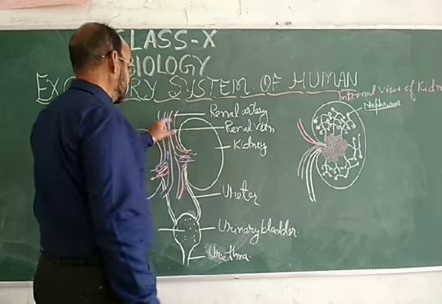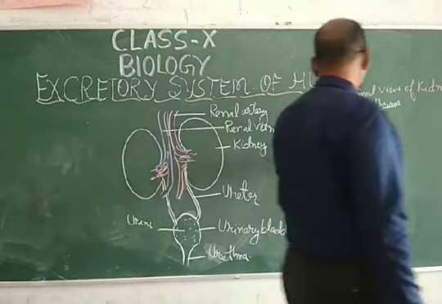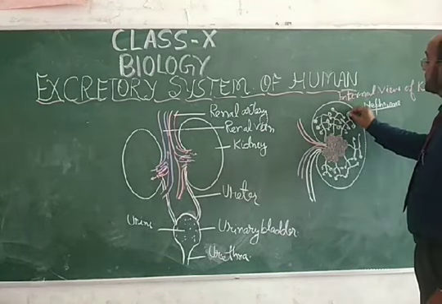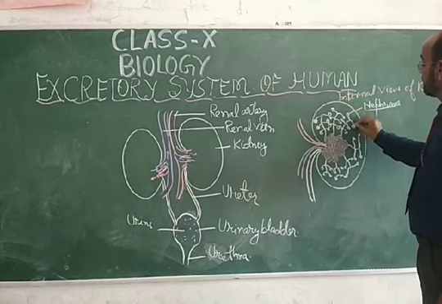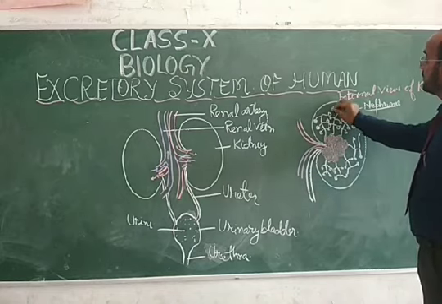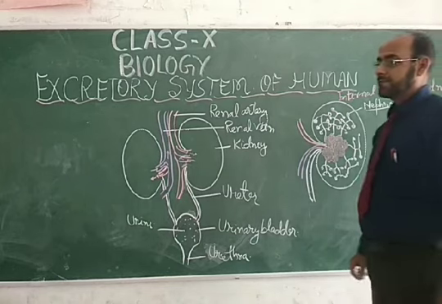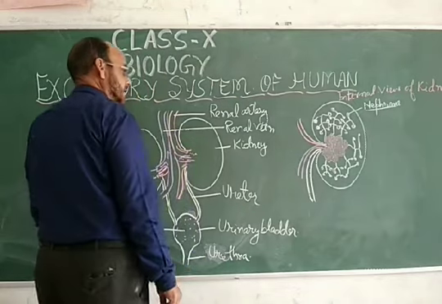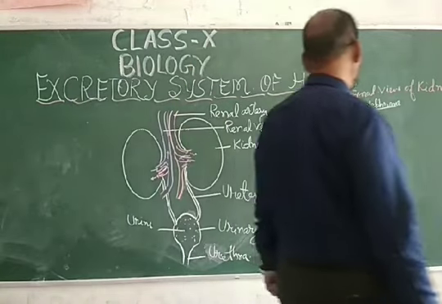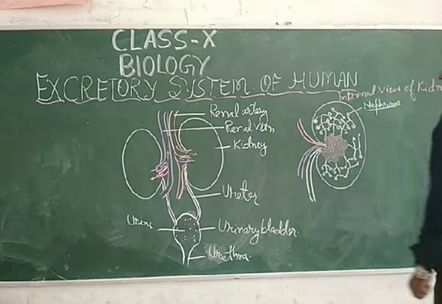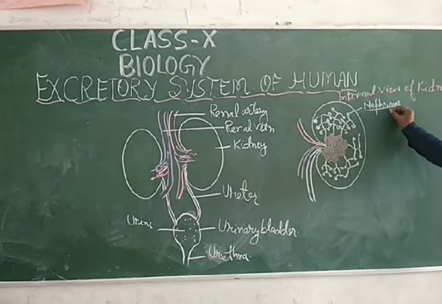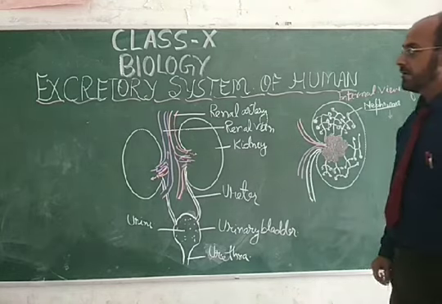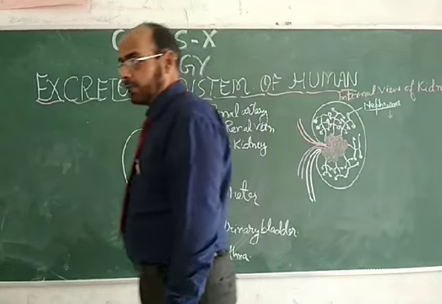Dear students, this incoming blood is fully supplied into these units of the kidney, that is the nephrons, and filtration of the blood takes place inside the nephrons. Later on, when you see the internal structure of each nephron, you will be able to understand the whole physiology of excretion in human.